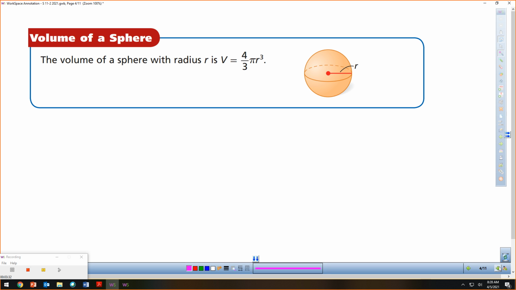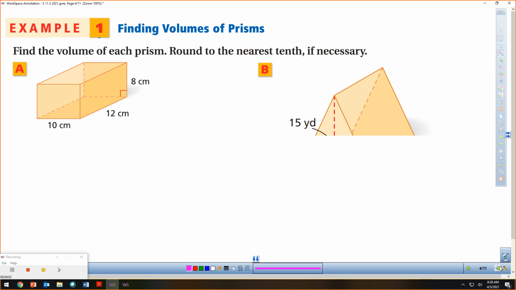So the way that you remember which ones to use on your reference sheet is 2, 1, 0, meaning the top one is going to have 2 bases on your reference sheet, your blue reference sheet. The top one's going to have 2 bases, the middle one's going to have 1 base, and the last one's going to have no bases. Okay, so that's going to help you remember these formulas. Questions about the formulas right now? So let's go ahead and start solving.